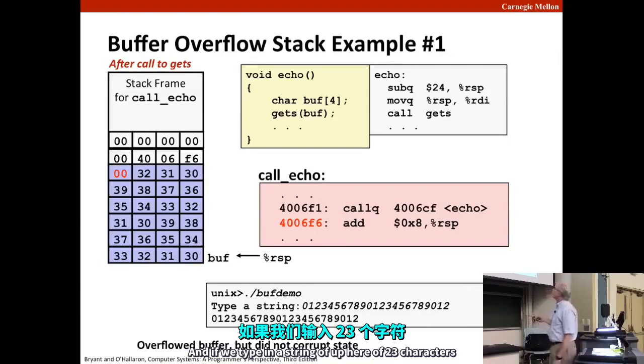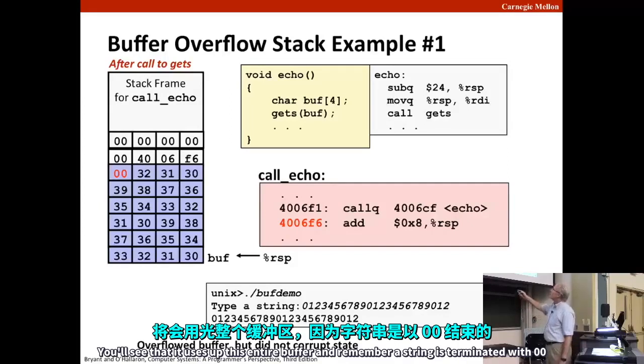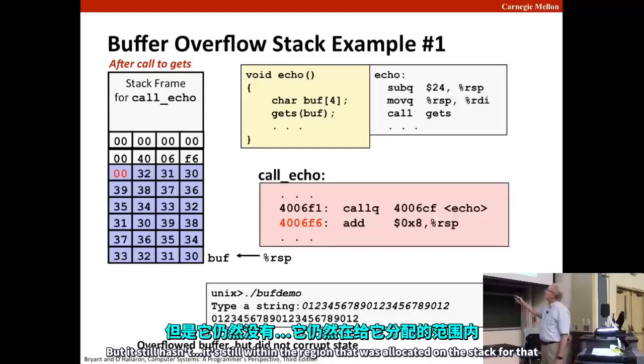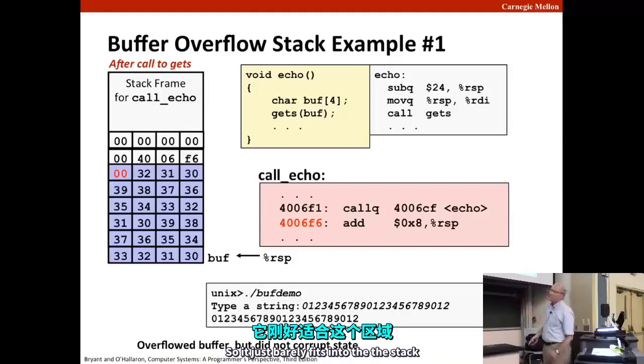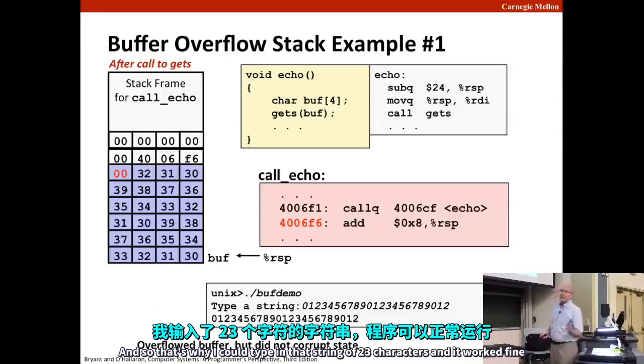And if we type in a string of 23 characters, you'll see that it uses up this entire buffer. And remember, a string is terminated with a 0. But it's still within the region that was allocated on the stack, so it just barely fits. That's why technically we overflowed the buffer, but we didn't really cause any harm, because there was this extra space available. And so that's why I could type in that string of 23 characters and it worked fine.